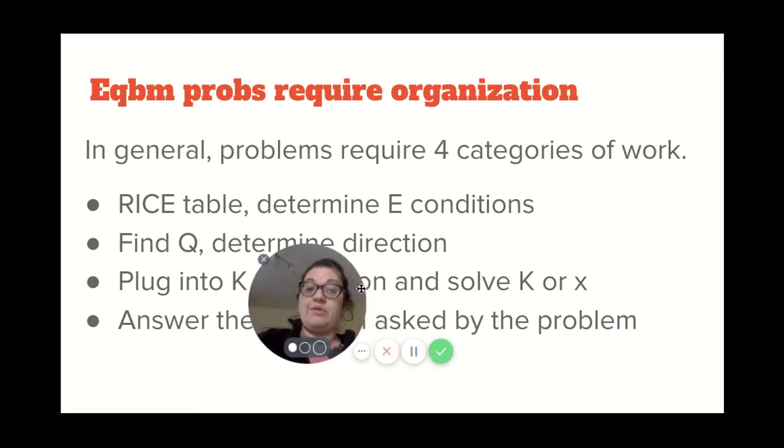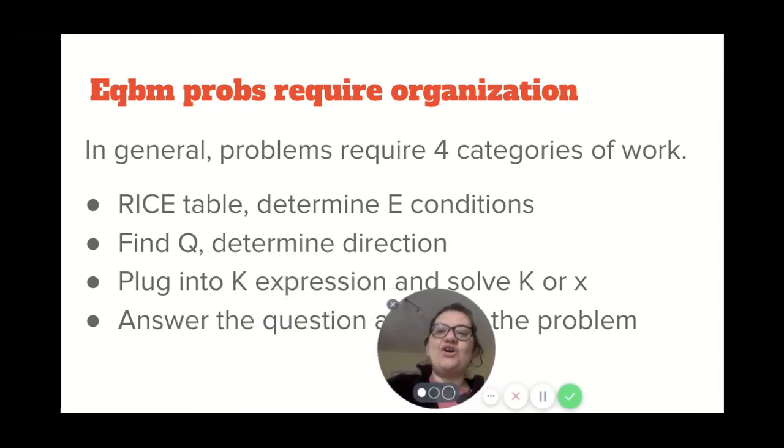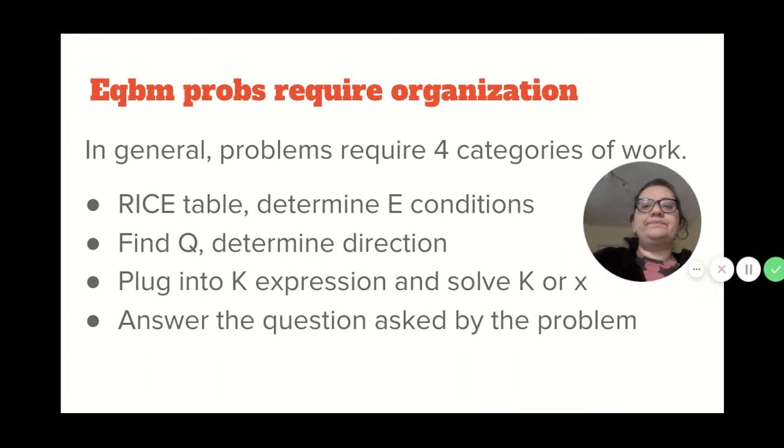In general, these are the 4 main ways that I organize work for these problems. It doesn't have to be the way you organize work, but it is useful. It's useful to know if you get stuck somewhere, what's the next thing I can try? Let me try a RICE table. If I don't know what's the next thing I can try, let me find Q. I don't have Q yet. But usually the problem in part A, B, C will tell you where you have to start. But just as a reminder, a RICE table will help you determine equilibrium conditions. Q will help you determine the direction of the reaction.